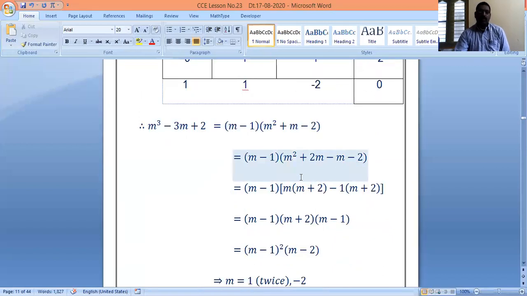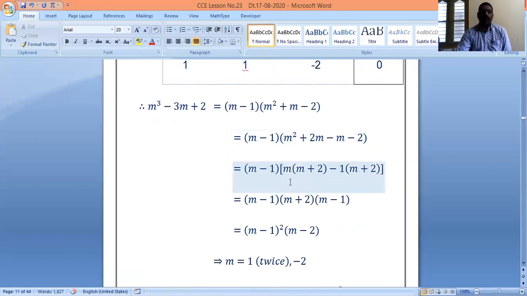Therefore, we can write m square plus 2m minus m minus 2. By taking m common from the first two terms, we get m into (m minus 1) plus 2, and minus 1 taken from the last two terms, we get minus 1 into (m plus 2). Here m plus 2 is common. Therefore, we can take m plus 2 from this equation.